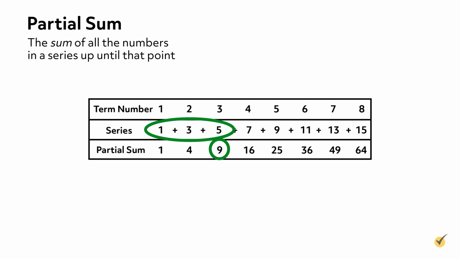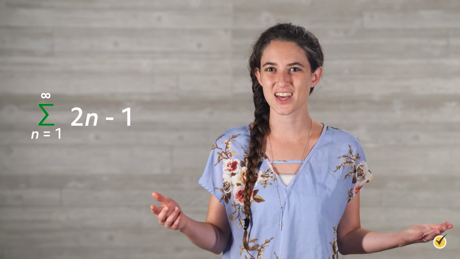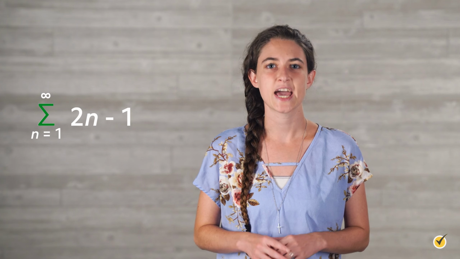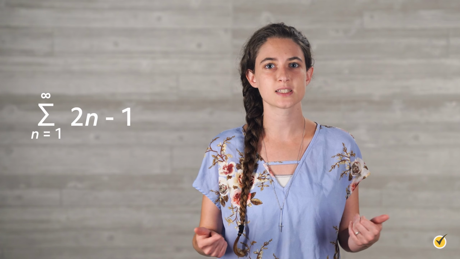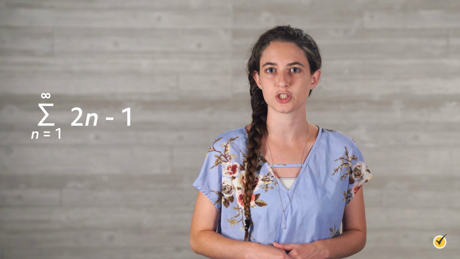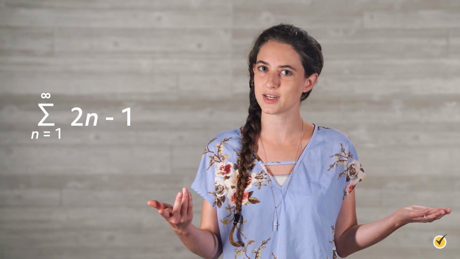And if we look carefully at our table, we can see something very interesting if we look for the patterns. Our series is adding the odd positive integers, and the partial sums also look very familiar. They're perfect squares. We can also write a series using math notation. Look at that fancy symbol. That's our summation symbol, the Greek letter sigma, and it just means to sum up in math. So this expression is asking for the sum of the values of the expression 2n minus 1 for all terms from the first one until infinity.